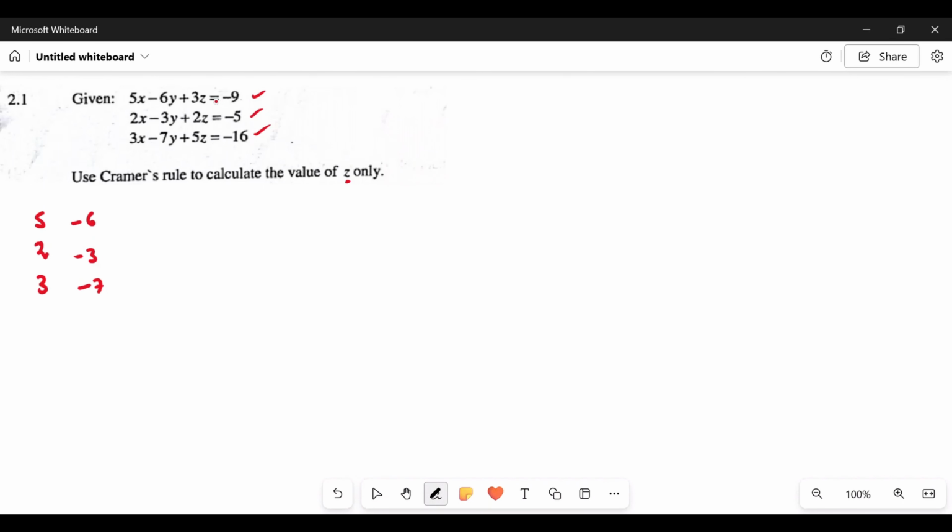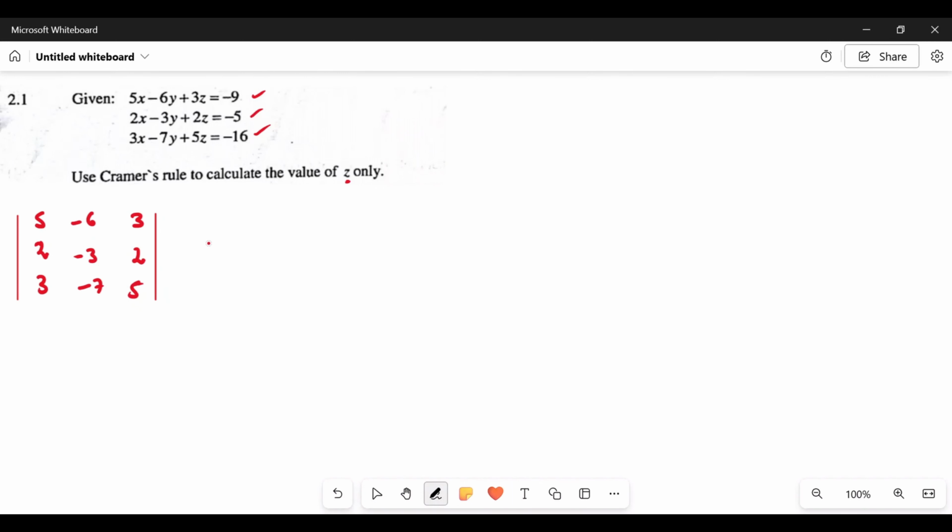And then for the last column, we take the coefficient of z. We have 3 for the first equation. We have 2 for the second equation. We have 5. Then from here, we have our square matrix. Guys, just in case you didn't know, this is a 3 by 3 order matrix. So just in case you didn't know, this is 3 by 3. All right, so we've created our square matrix here. So it's time for us to calculate the determinant.